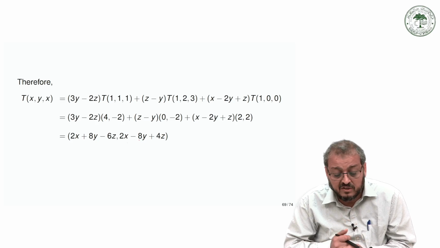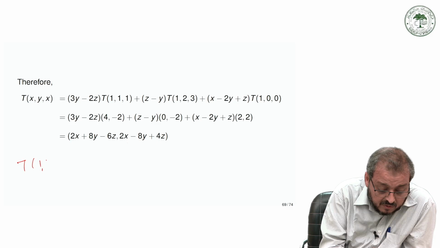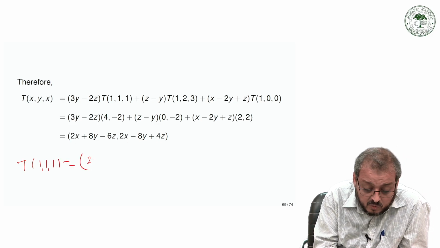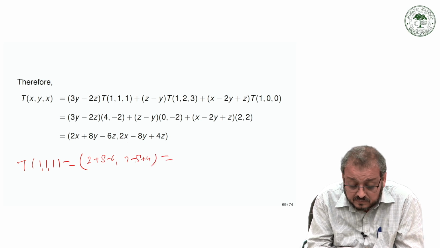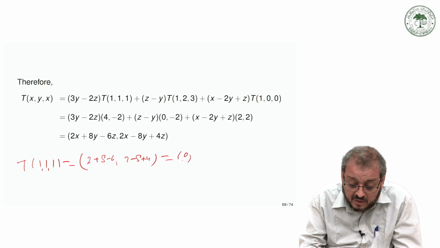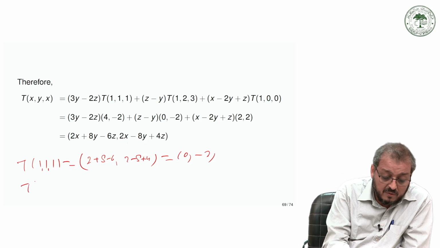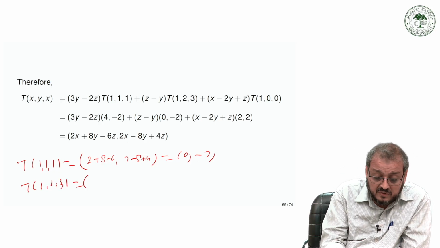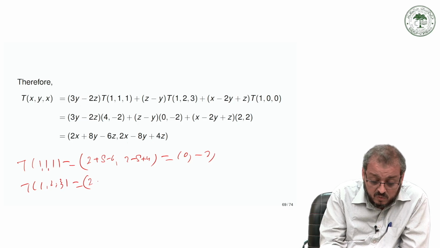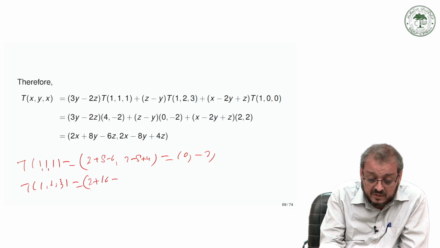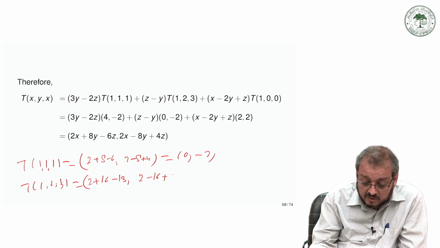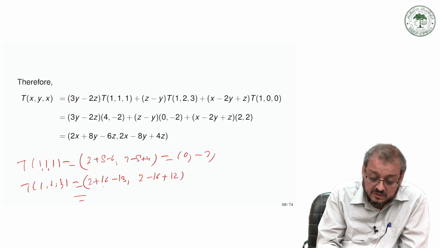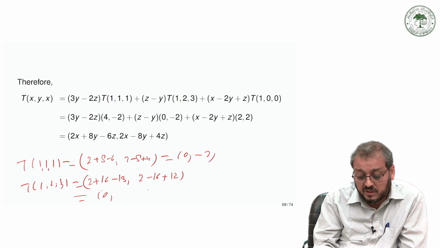This can be verified: if you take T of (1, 1, 1), it is equal to 2 plus 8 minus 6, 2 minus 8 plus 4, which clearly is equal to (0, minus 2). If you take (1, 2, 3), then it is 2 plus 16 minus 18, and 2 minus 16 plus 12, and this is nothing but 0 and minus 2.